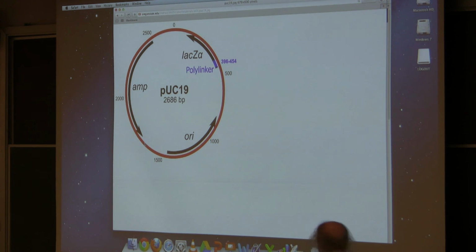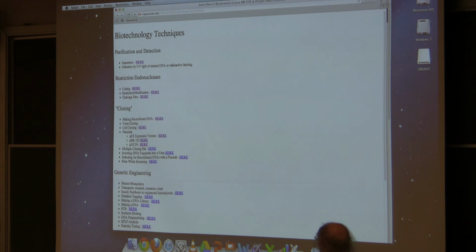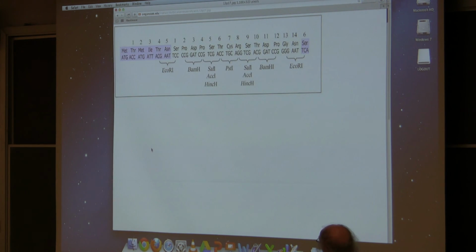Just before we finish, there's what the multiple cloning site looks like. So I said there's a whole bunch of restriction sites, like EcoRI, in that last plasmid I showed you. You can see there's a whole bunch of them all next to each other.